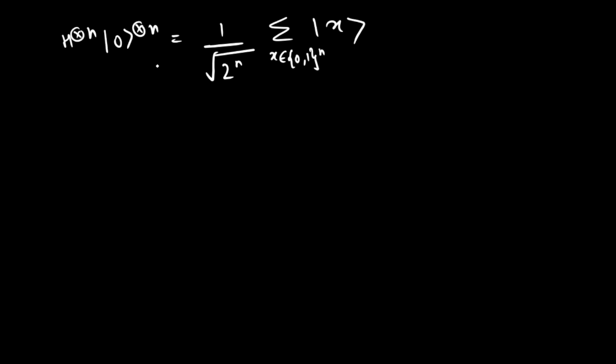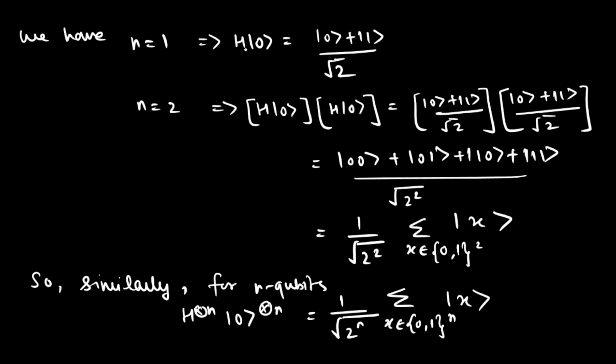So to check this operation, let's see a few examples. For n equal to 1, H operates on a single 0 state, which gives us 0 plus 1 by root 2, which is our plus state. Similarly, for n equal to 2, H operates on two 0 states, which can be given as this equation, and when further multiplying it, we'll get this equation. And if we simplify it further by taking the sum over all the values of x, for x being 0 and 1, we'll have this general equation.